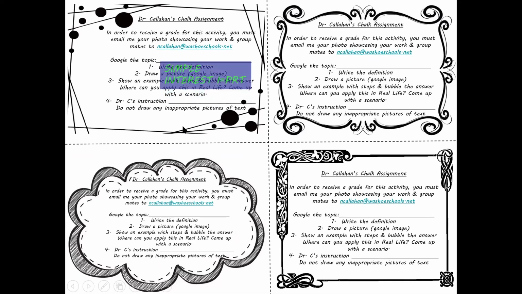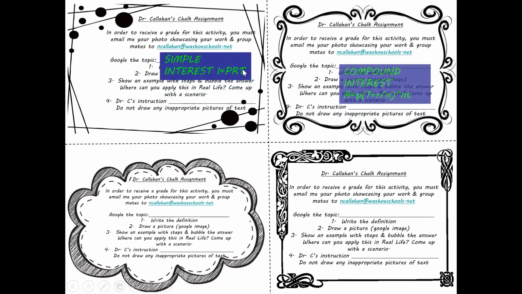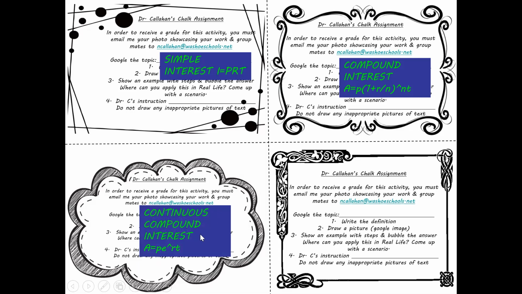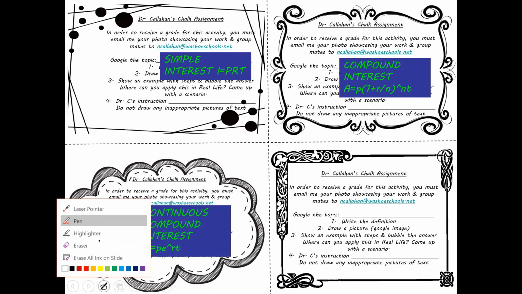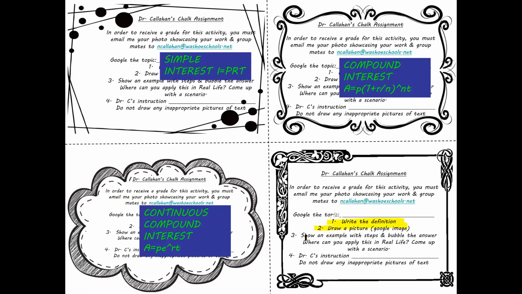There are 3 topics that you can do. You could do simple interest, I equals PRT, compound interest, A equals P times (1 plus r over n) to the nt, or the new one, which is continuous compound interest, which is A equals PERT. You could pick whichever one you want as long as you do the following steps: 1, 2, 3. 3 steps.